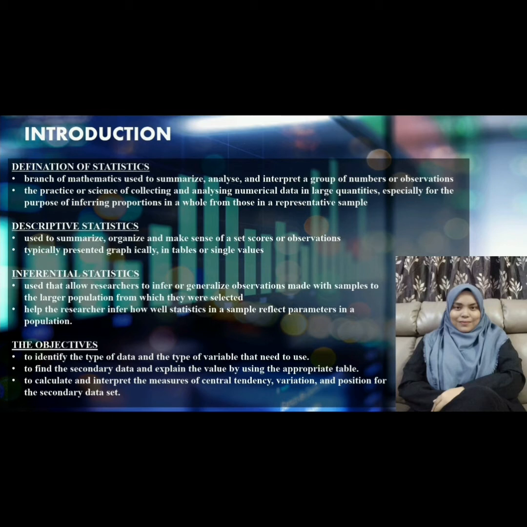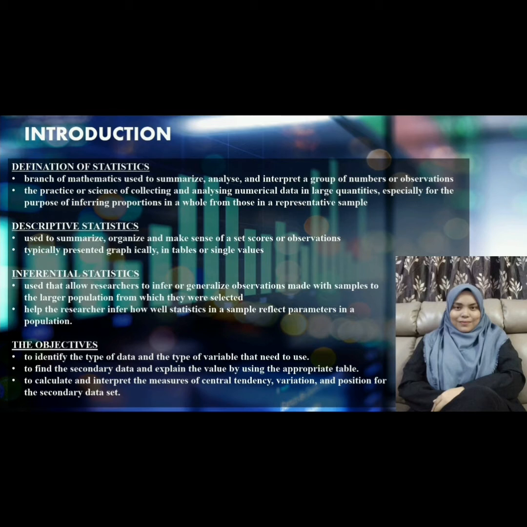Descriptive statistic is used to summarize, organize, and make sense of a set of scores or observations, typically presented graphically in tables or single values. Inferential statistic allows researchers to infer or generalize observations made with a sample to the larger population from which they were selected. It also helps the researcher infer how well statistics in a sample reflect parameters in a population.